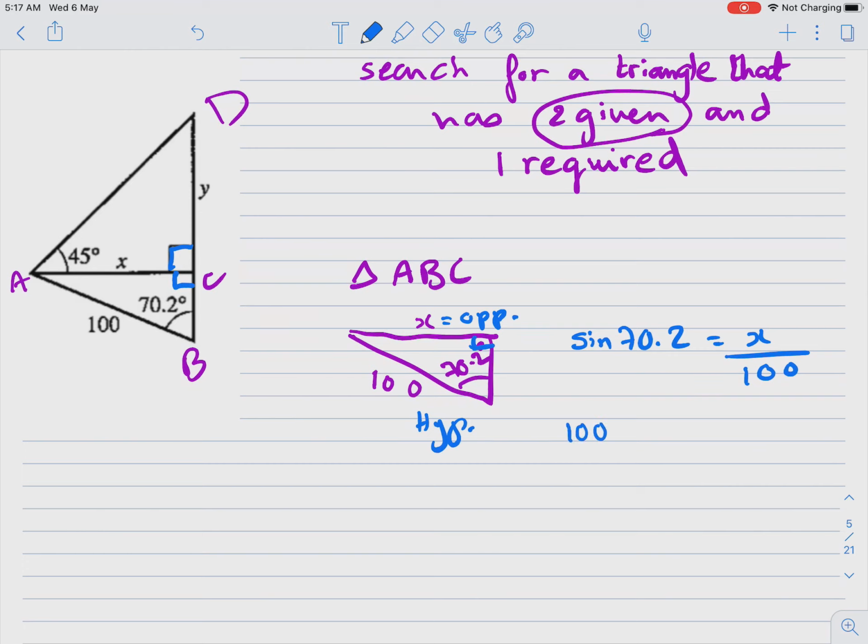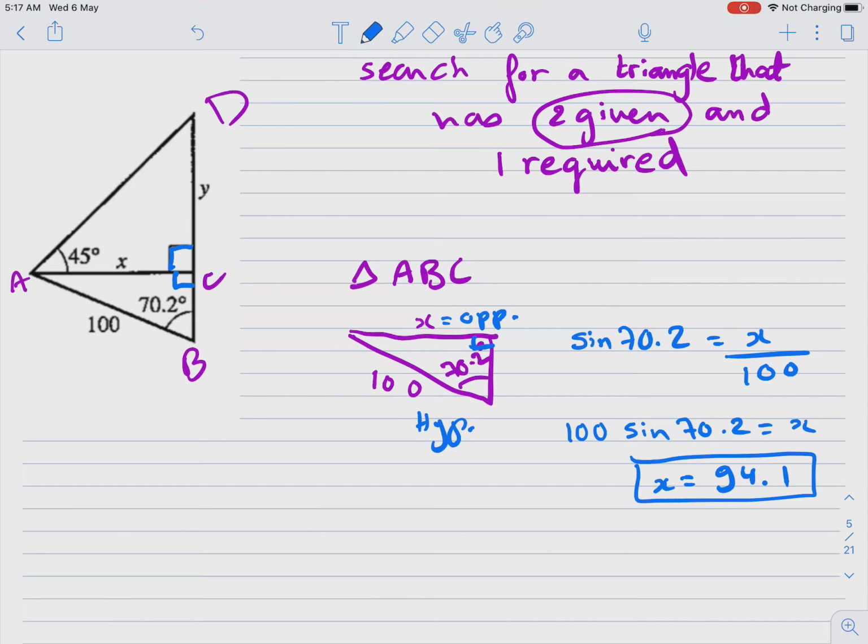So now 100 sine 70.2 is equal to x, and then I calculate x. So I will have 100 sine 70.2, which is equal to x, equal to 94.1, correct to 3 significant digits. This is x, but then I need to find the y.